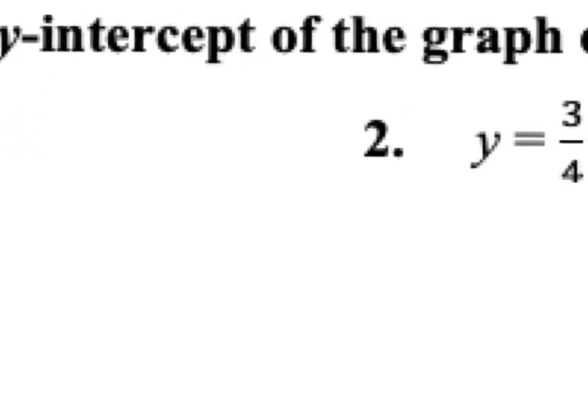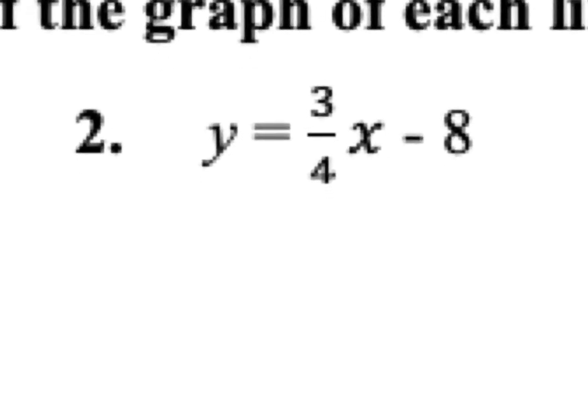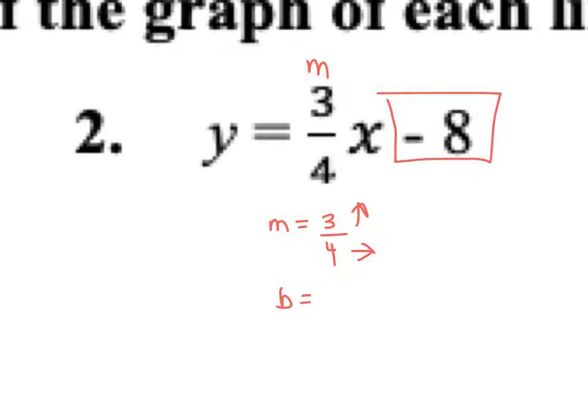Let's try another one. For number 2, my slope is next to my x, and my slope is a +3 over 4. So m equals 3 over 4. If my slope is positive, remember I go up 3, right 4. If my slope was a -3 over 4, I would go down 3, right 4. Okay, my b is where I begin. B is typically that last number with no variable next to it. Notice how there's a minus sign in front of that 8, so b is -8. So I'm going to begin at the point 0, -8.